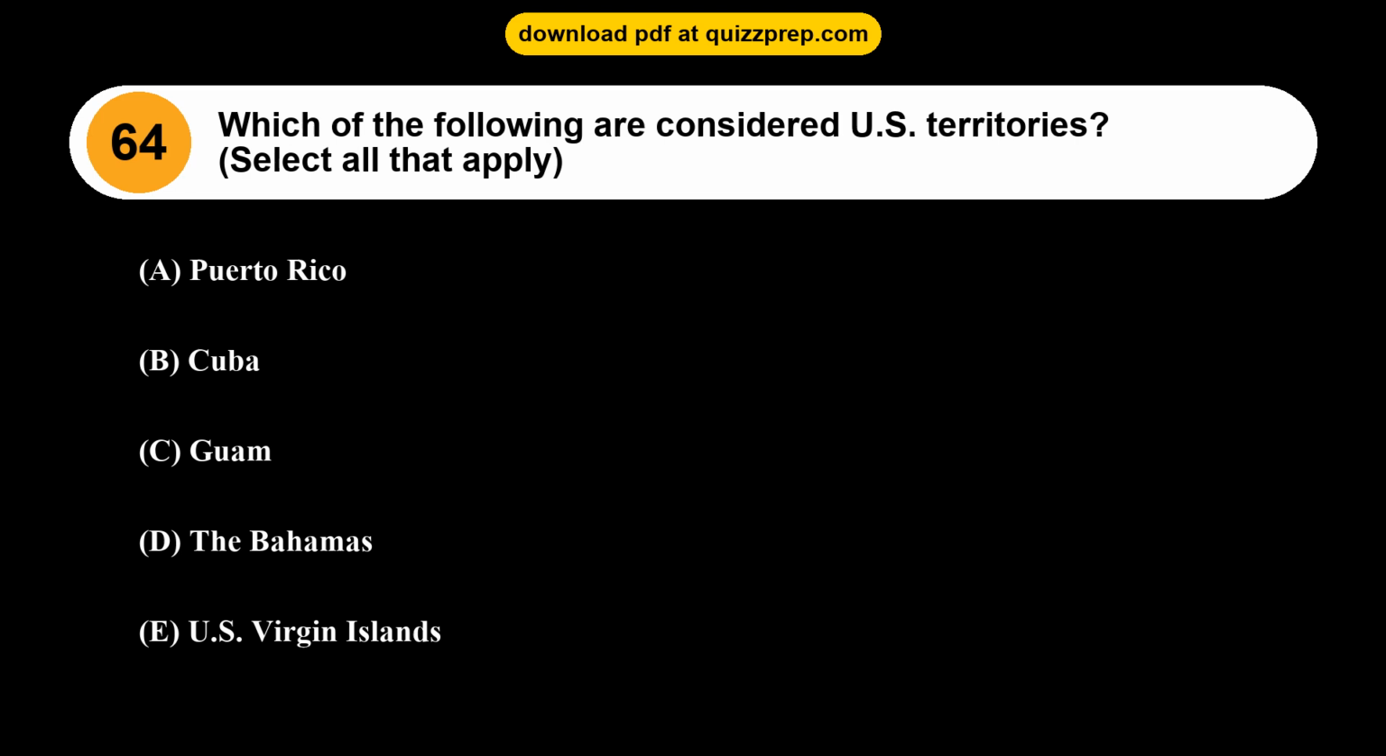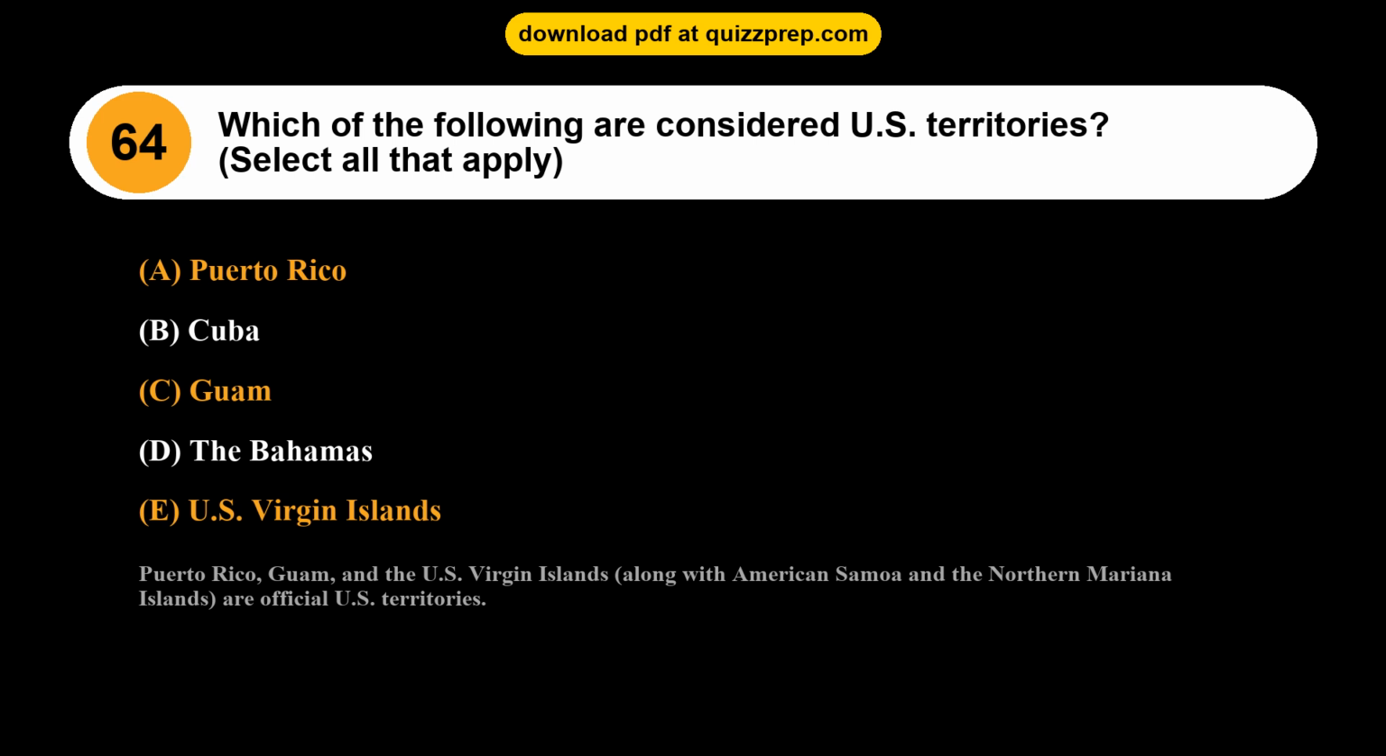Question 64. Which of the following are considered U.S. territories? Option A. Puerto Rico. Option B. Cuba. Option C. Guam. Option D. The Bahamas. Option E. U.S. Virgin Islands. The correct answers are options A and C and E. Puerto Rico, Guam, and the U.S. Virgin Islands, along with American Samoa and the Northern Mariana Islands, are official U.S. territories.